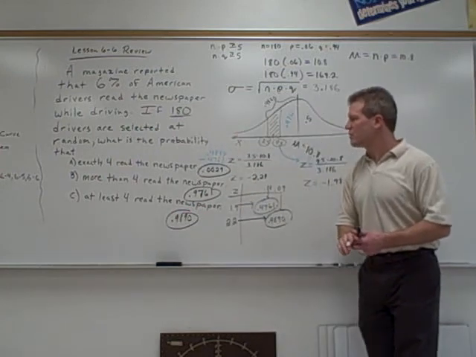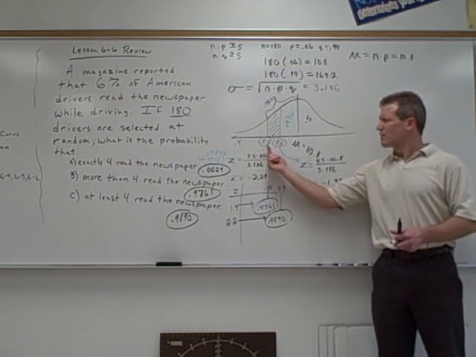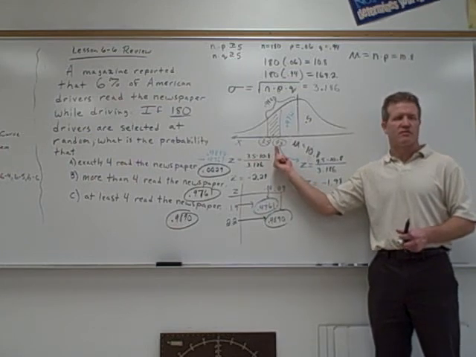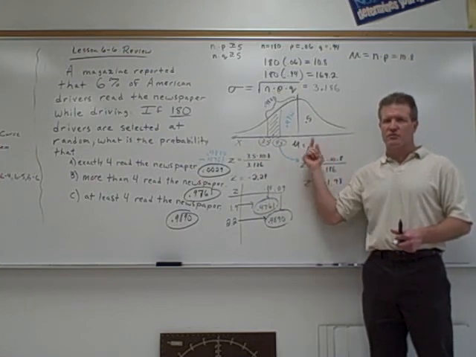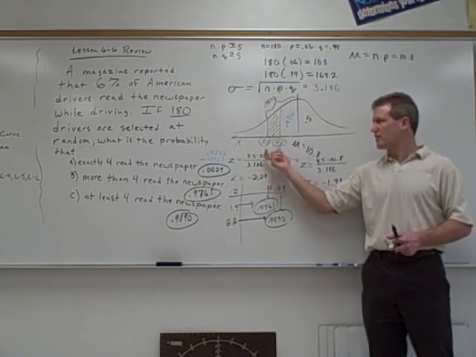And again, the reason that we use the decimals here is called a correction for continuity, because we're using a continuous graph to represent a discrete variable, so we have to make that adjustment.